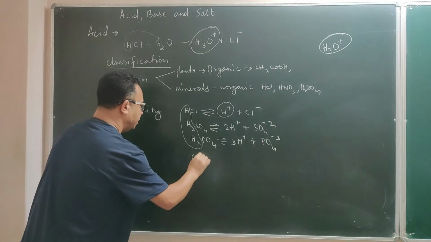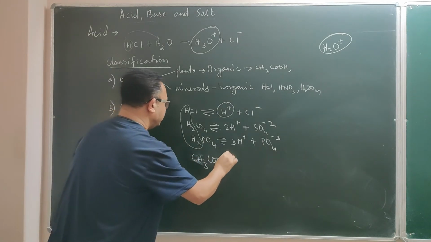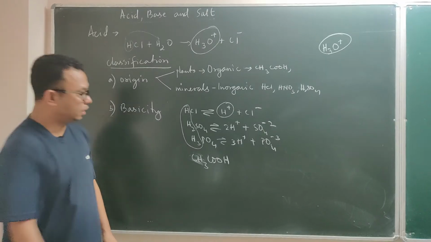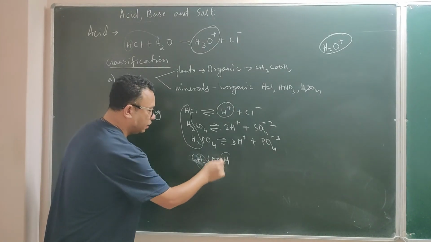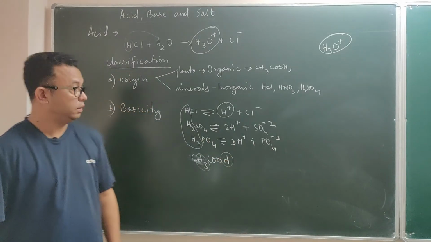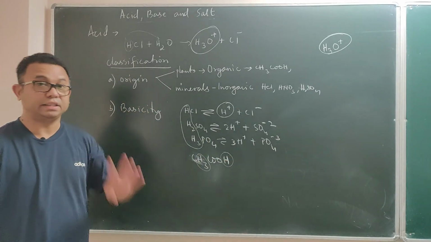Okay, let me take this one, CH3COOH. This is acetic acid, an organic acid. Now if you look at the number of hydrogen here, 3 here, 1, that's 4. So the total number of hydrogen present is 4. So you may say, sir, yes, the basicity of this acetic acid is 4.